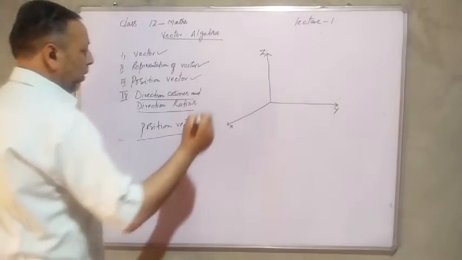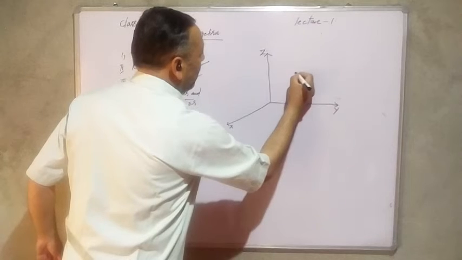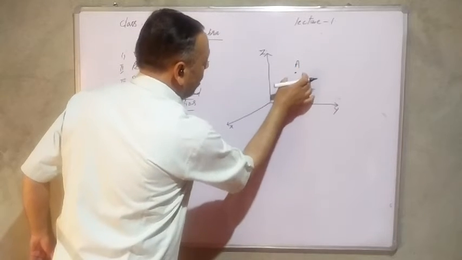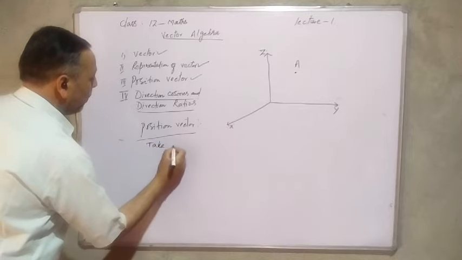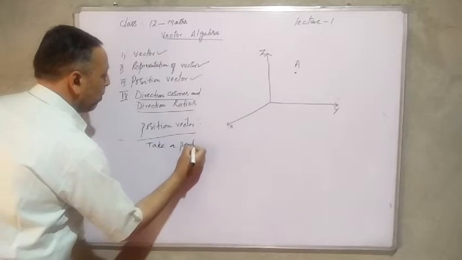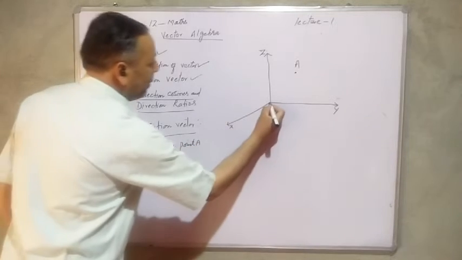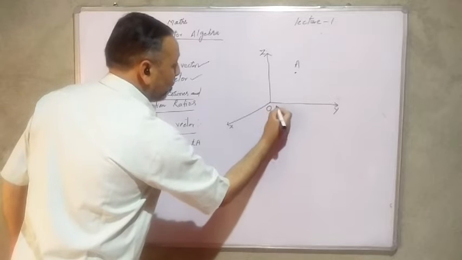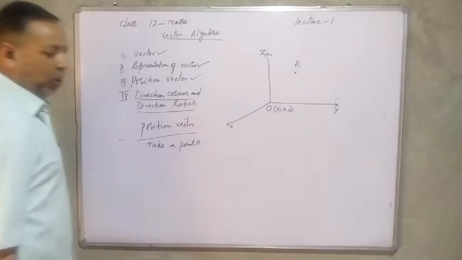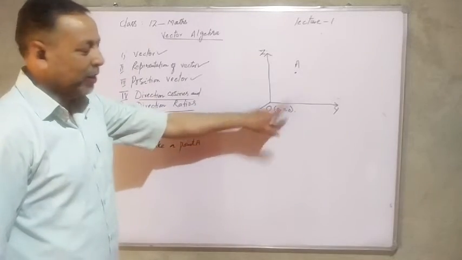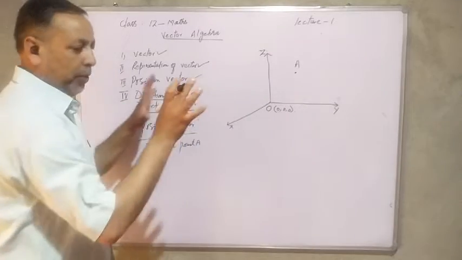Now consider a point A here in the coordinate system, the 3D coordinate system. You take a point A. This is the origin, and the coordinates of the origin are 0, 0 and 0. Take a point A here.